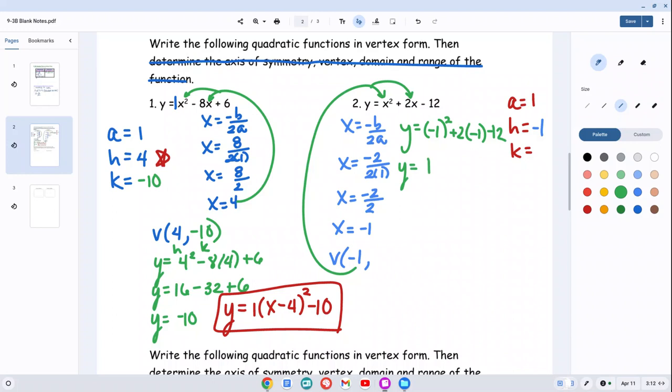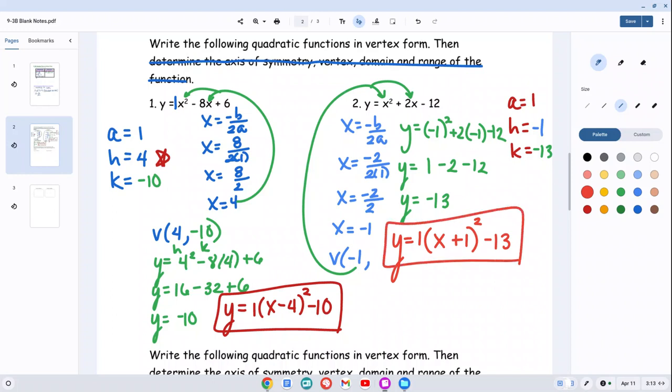-1 squared becomes a +1. 2 times -1 is -2 minus 12. And that ends up giving me -13 for my k value. So when it's all said and done, I get y equals, my a value is a 1, x, we're going to say plus 1 now, because minus a negative, squared, and then k is always the same as its sign. That's just something you're going to have to memorize.